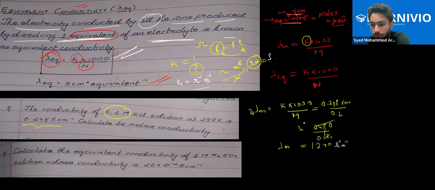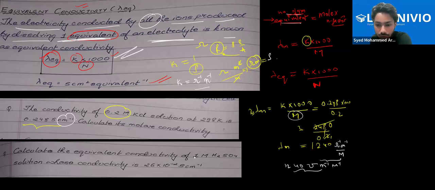And what is the unit of molarity? The unit of molarity is molar, mole per liter, M. So this can be the unit. If this is in centimeter, then my unit would be in centimeter. So the answer would be 140 per meter and per mole. So this is the answer.